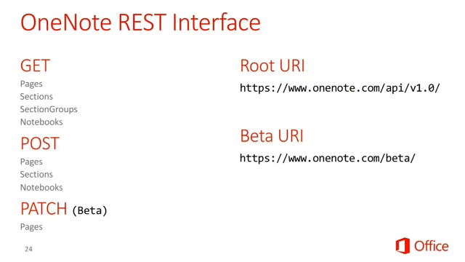Now the OneNote REST interface supports a couple of different things. The root API for the production one will be at onenote.com/API/v1.0. You see there's also a beta one. We have GET and POST operations that are supported. We can get pages, sections, section groups, and notebooks. For posting, we can post notebooks, sections, and pages, and that's for creating and updating items. You can also issue a PATCH. That's in beta at the time of this recording, but what a PATCH will allow you to do is update an existing page. You don't have to post the entire page back.